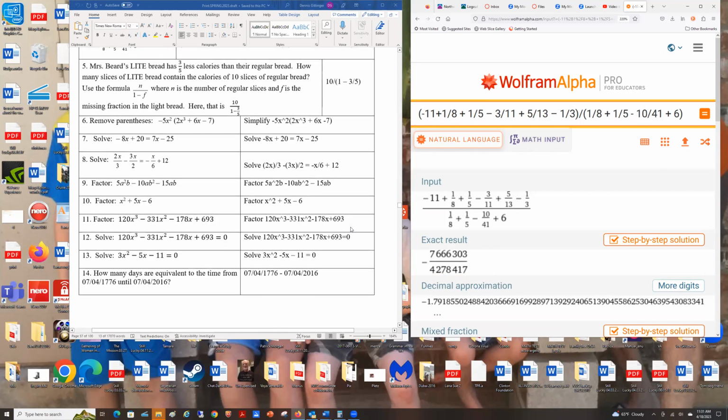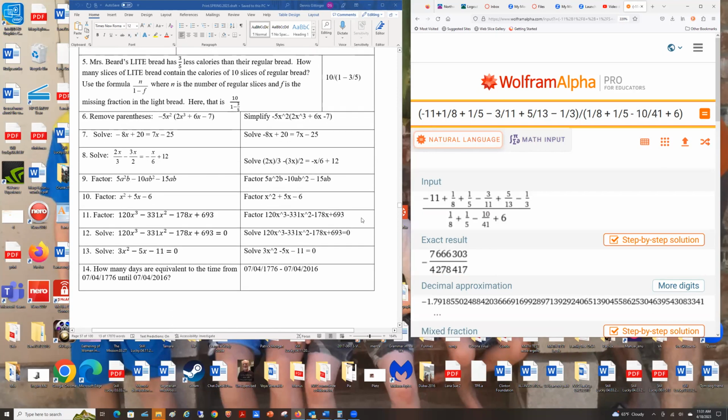You'll need this information in order to successfully complete the take-home test, which, as I mentioned, is due in a week or so. I may give you a problem that says remove parentheses, and the code for Wolfram Alpha is simplify. Oh, if I have an equation I want you to solve, the code word is solve. And a lot of times it looks exactly like that. It has fractions in your equation. You can put the numerators and possibly the denominators, if you need to, in parentheses.